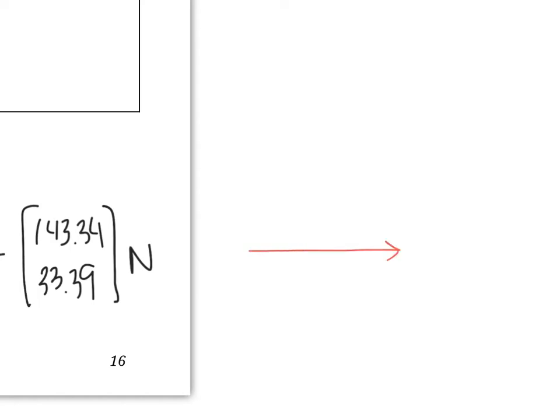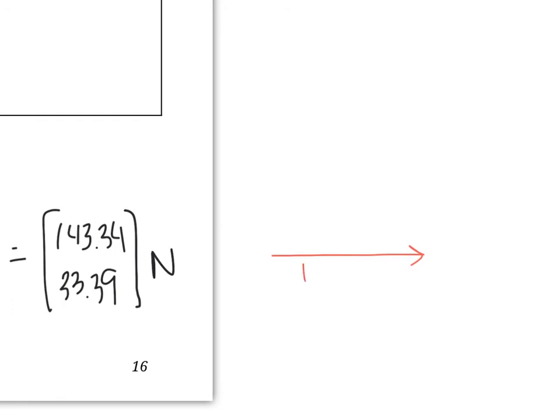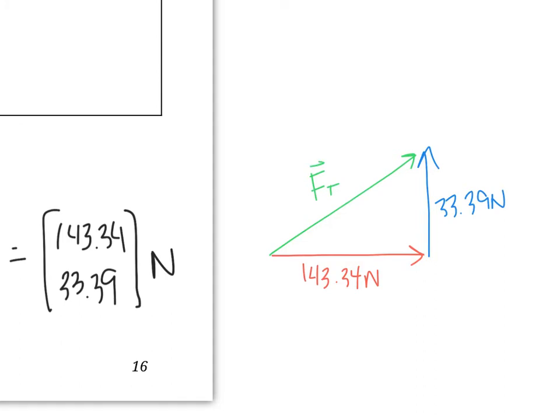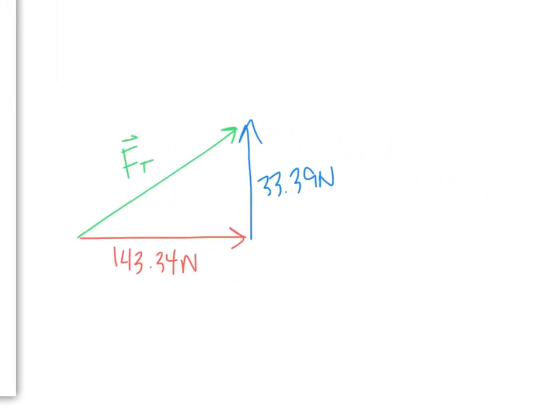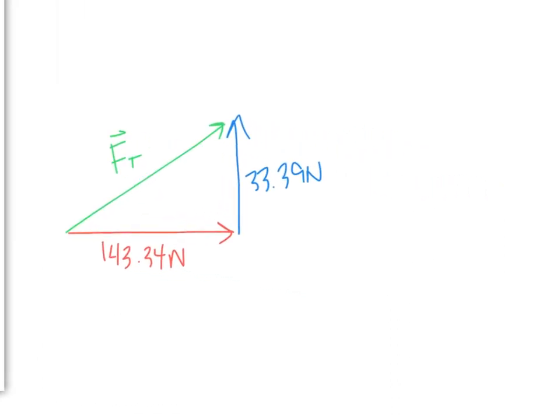So we say this x component here is 143.34 newtons. And the y component is positive, so it goes up. That's 33.39 newtons. So we want to know what this total force acting on the box is, the sum of those two. Obviously, I'm going to call this Ft for F total. And we can find that value just by easily using the Pythagorean theorem, right? So Ft, and actually this is the magnitude of Ft. It's the length of that line.